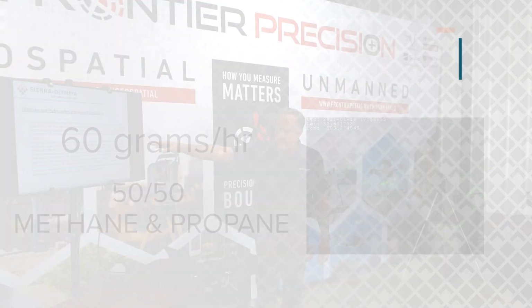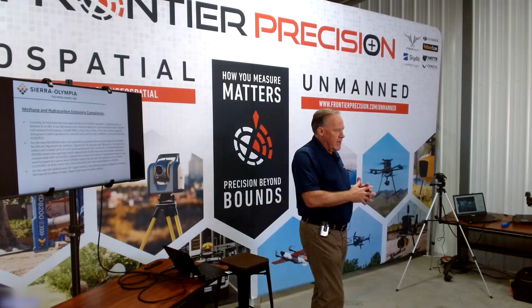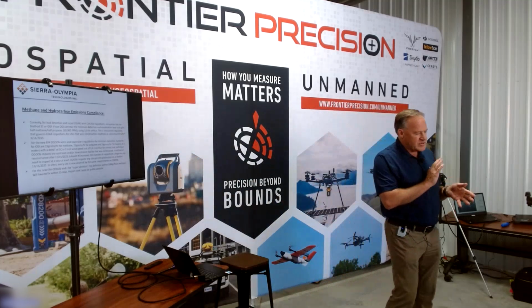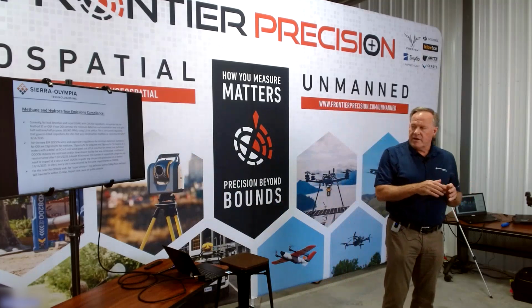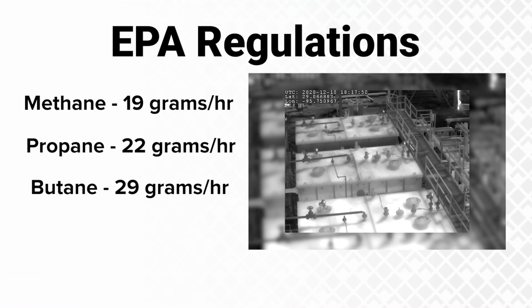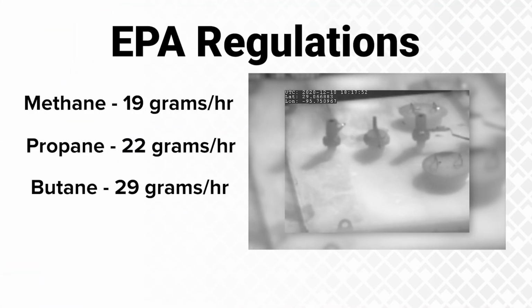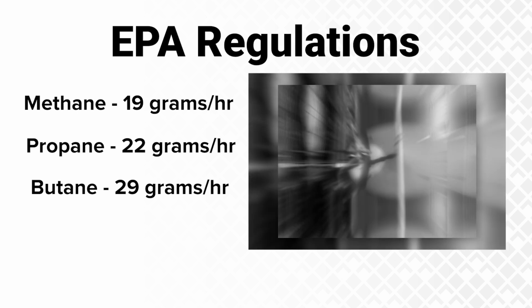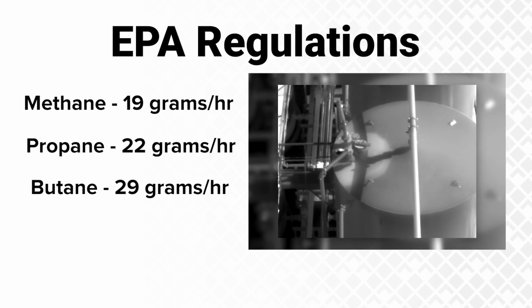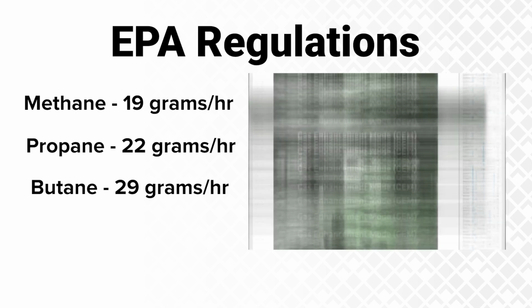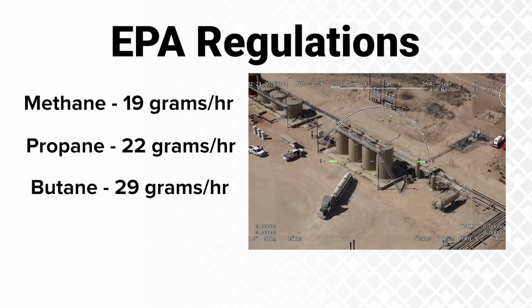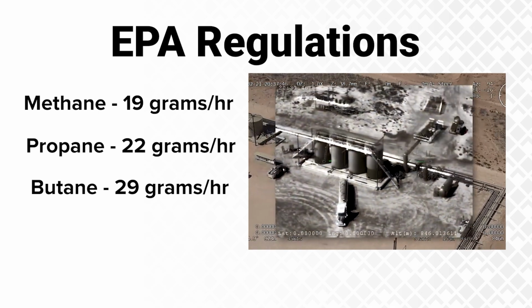The new regulations now broke it up. The EPA decided to actually focus on individual gases. And the three control gases they use are methane, at 19 grams per hour; for propane, it's 22 grams per hour; and for butane, it's 29 grams per hour.